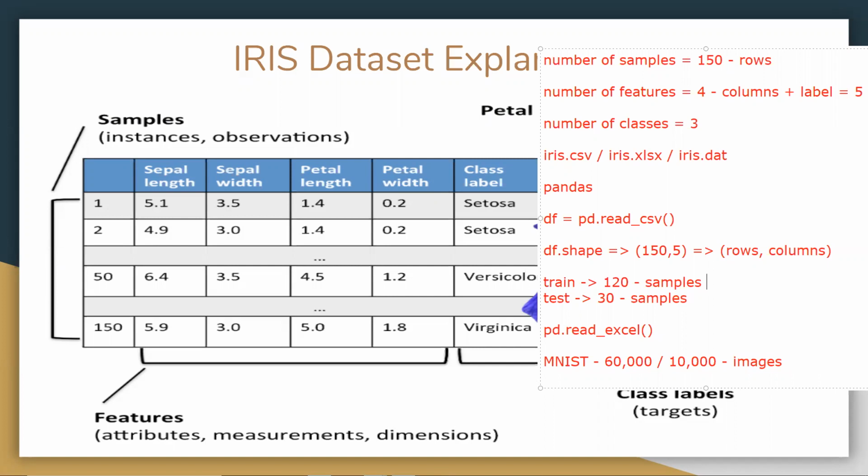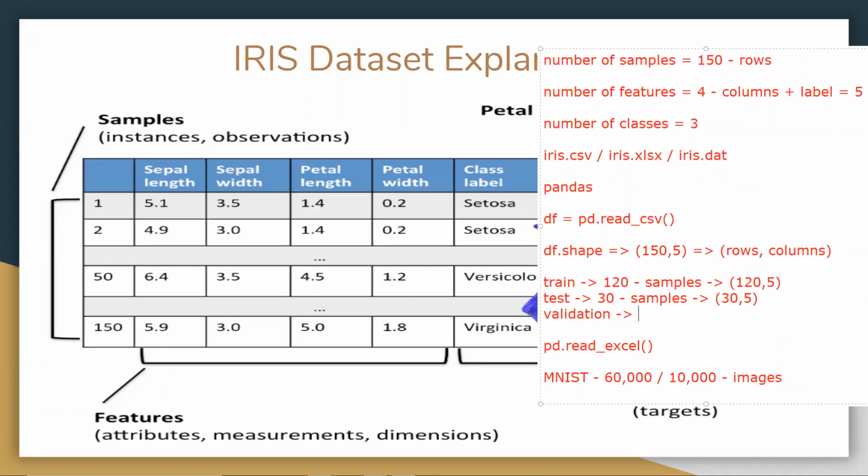So what will be this shape now? It should be 120 by 5 ideally. And this will be 30 by 5. Correct? You can tell me in the chat. Okay, you got this. So on this you are going to train, and on this you are going to test. Sometimes you also find validation data.